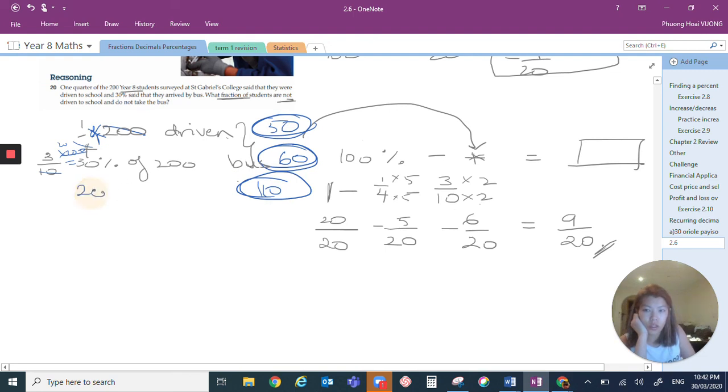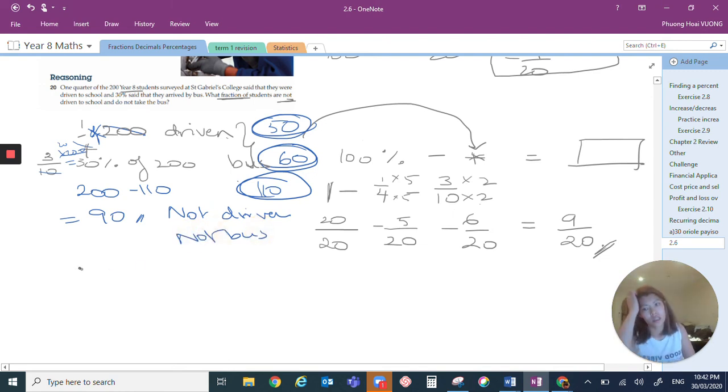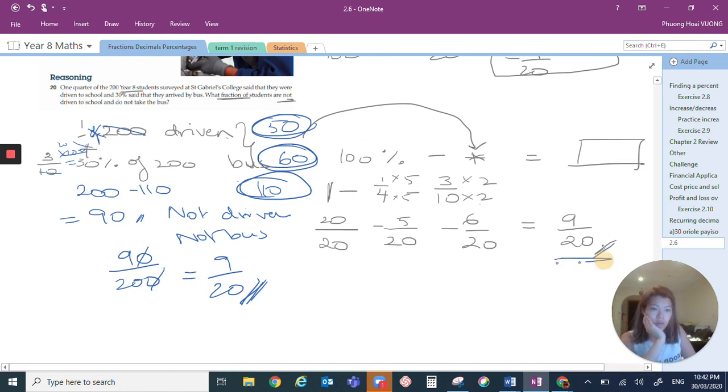So out of the 200 students, 90 kids are not driven or going by bus. So now the 90 as a fraction over the total is 90 over 200, and that simply simplifies to 9 over 20. So that's the same as what we got before.